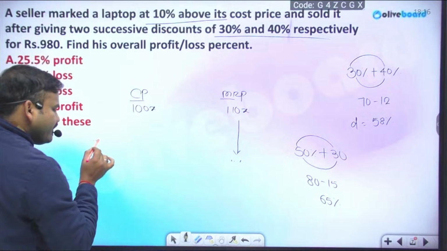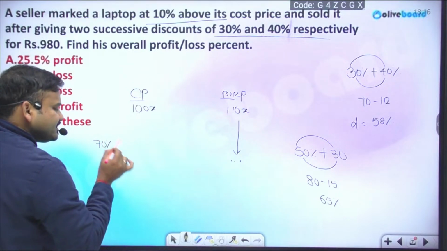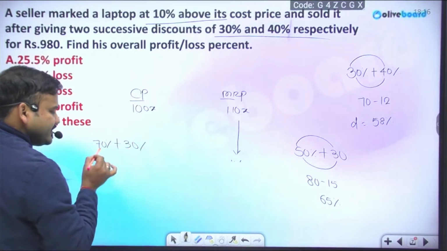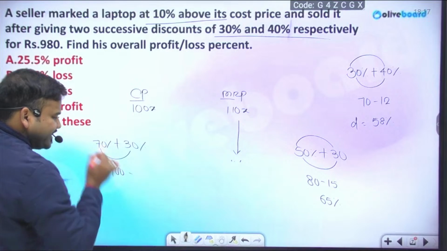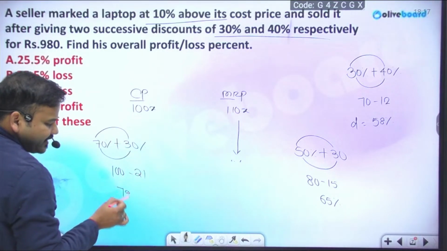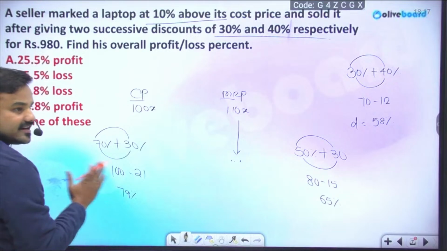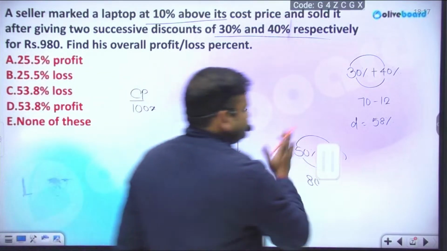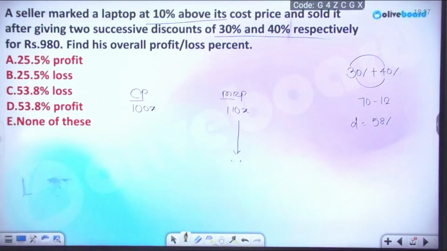Let's say you have discounts of 70% plus 30%. What you can do is 70 plus 30 is 100, minus 7 times 3, which is 21. So this is basically a discount of 79%. Anybody getting the answer? Is it clear, Palak? Is it clear?